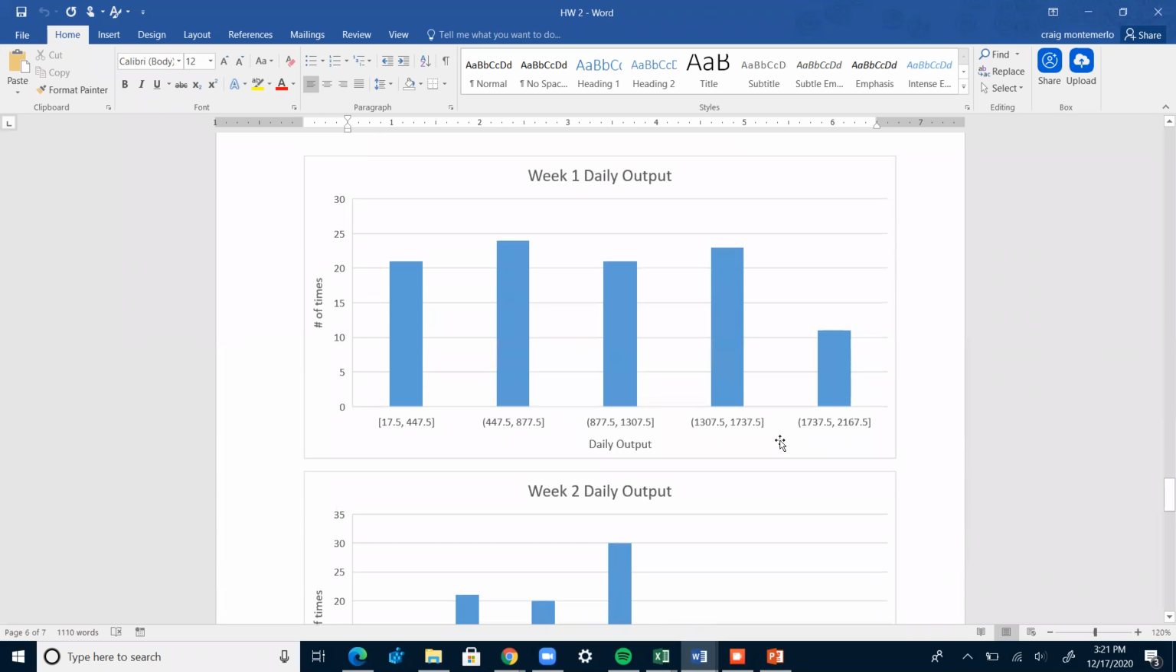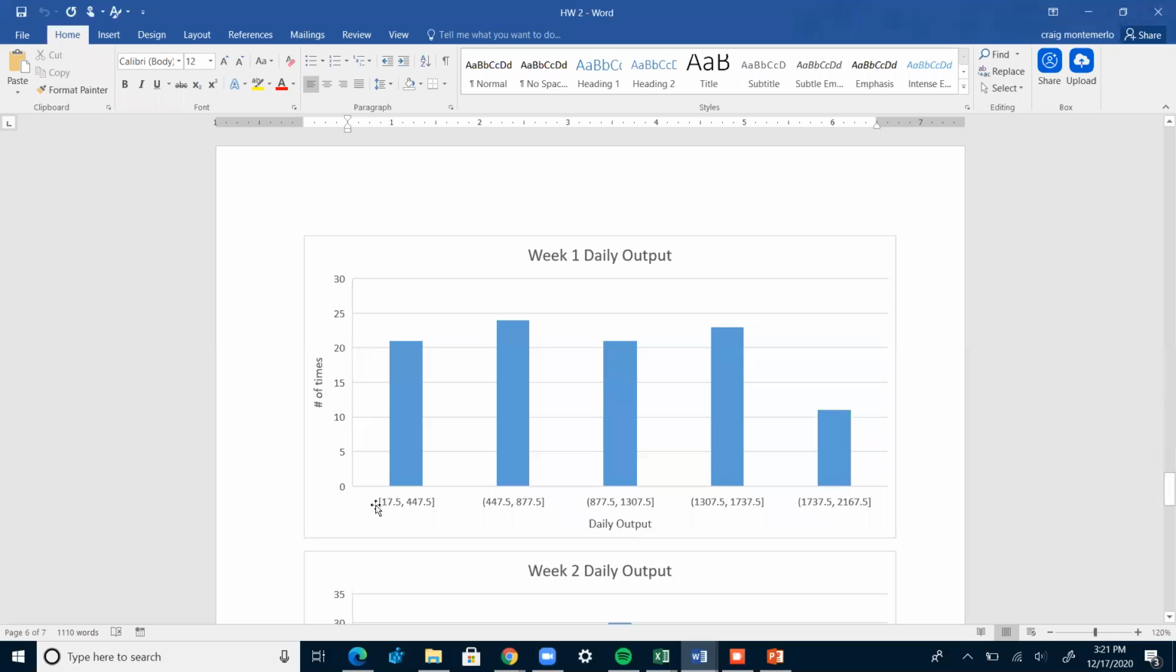This is a histogram of week 1, which is the one machine output. Between 17 and 447, out of the 100 days they completed, they were in that range 21 times. So essentially we'd want to be here the most, and we're also here 21 times. This has the range of 877 to 1,307. So we probably want a higher number here.